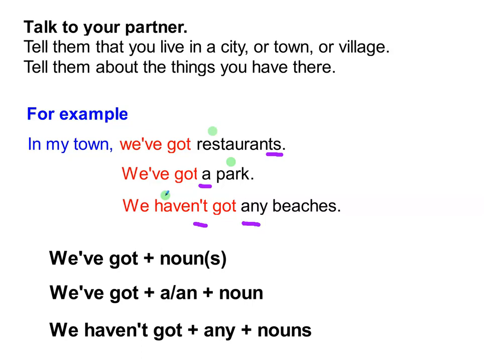Okay? And now with a partner, they can work together and tell them 3 things that they have in their town and 1 thing that they haven't got. All right? And that's the controlled practice that students will do together. Equally, you could get them to write this. That's possible as well. Okay? And then we move on to the freer practice.